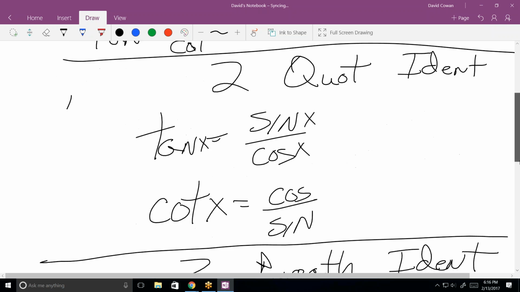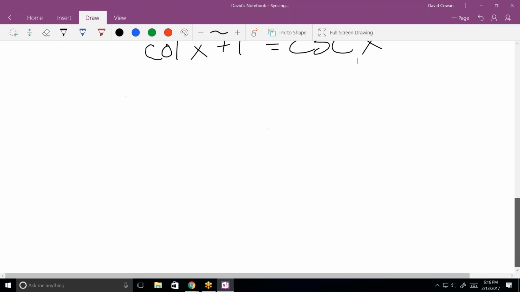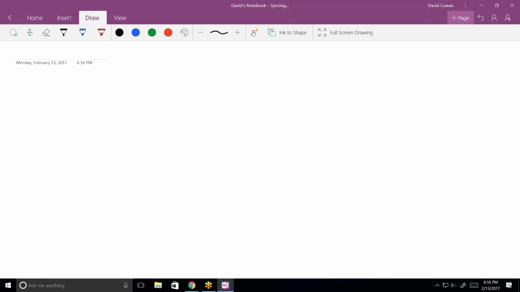Now, if you walked in and could prove that you knew those identities backwards, forwards, and upside down, your teacher wouldn't bother sending you through verifying trig identities, because it serves one purpose and one purpose only, and that is to get you to memorize your trig identities. Let's try some.